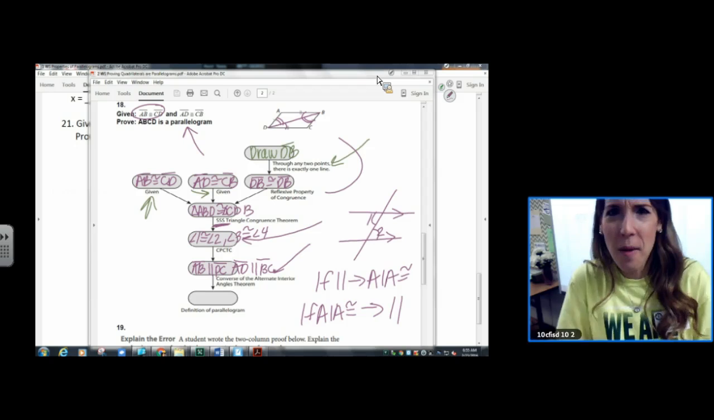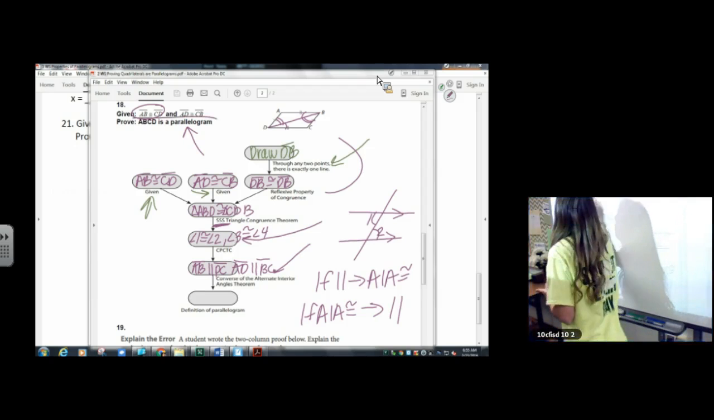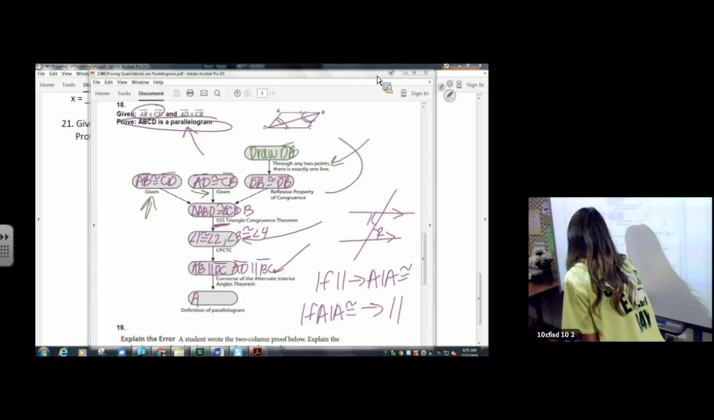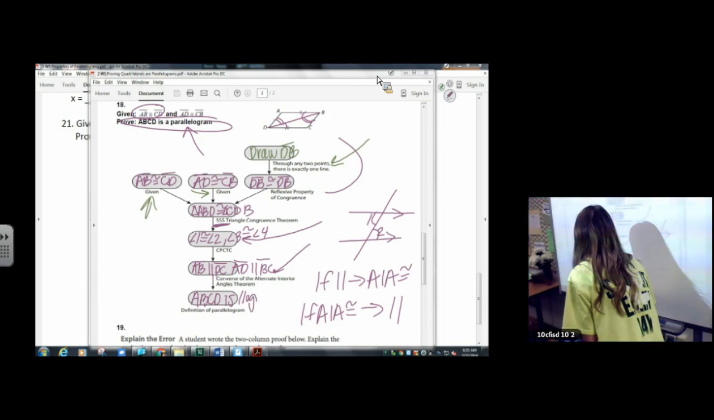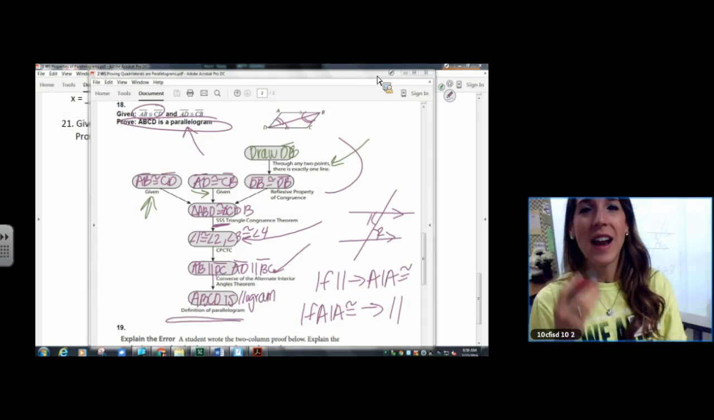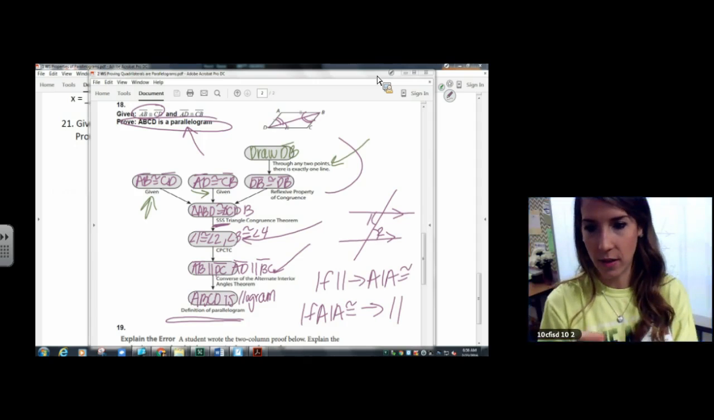What do we need to say? Well, you always end with the proof. Start with the given and end with the proof. So we're going to say, yay, we made it. ABCD is a parallelogram. And why? Because those opposite sides are parallel. That is the definition of a parallelogram.